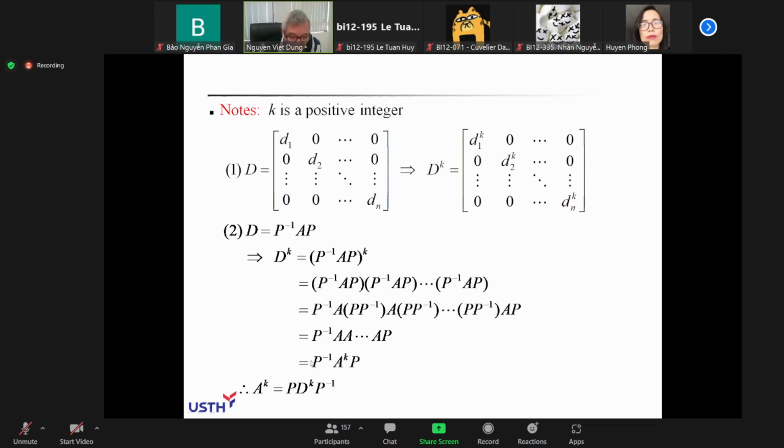From here, we get A to the power K equals P multiplied by D to the power K multiplied by P inverse. Now it is very easy because D to the power K is known, and P inverse you find in the first step. So that is one way to find the power of a square matrix. That is the application of the diagonalization of a matrix.